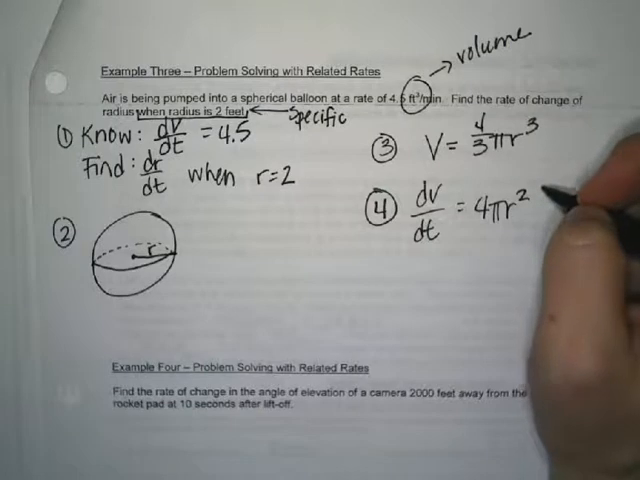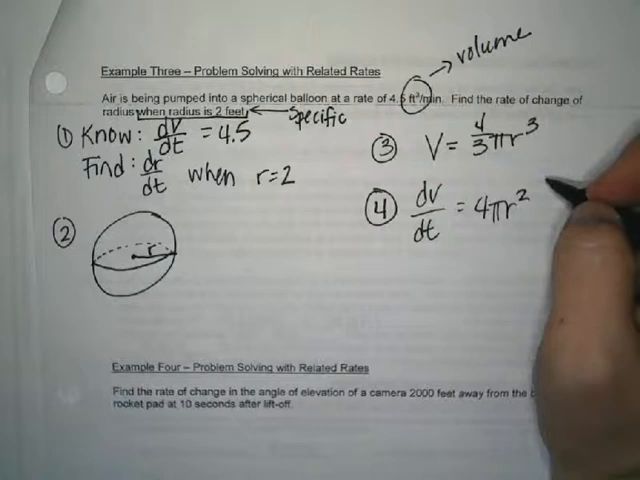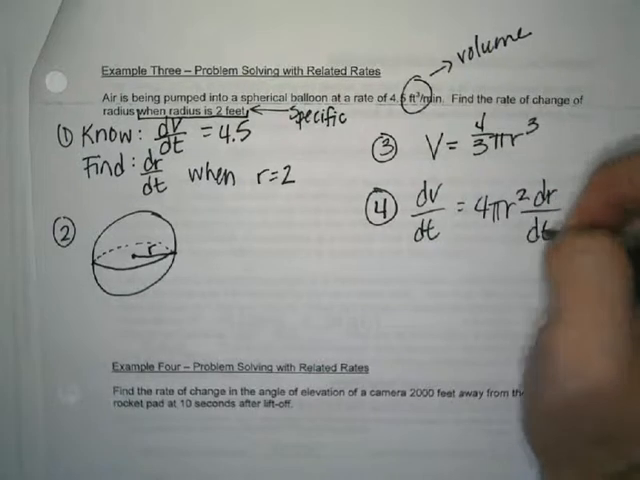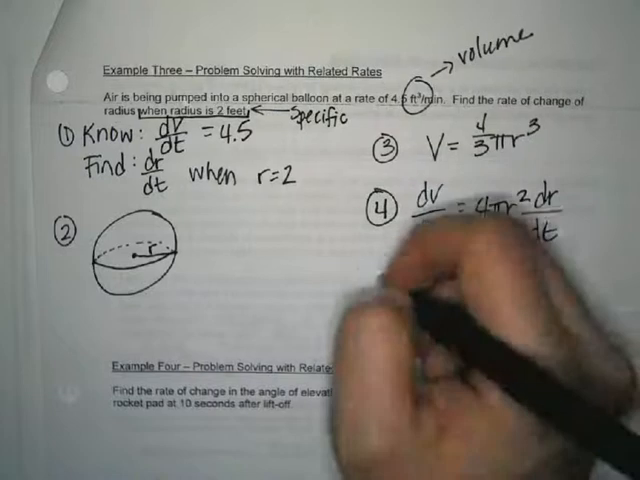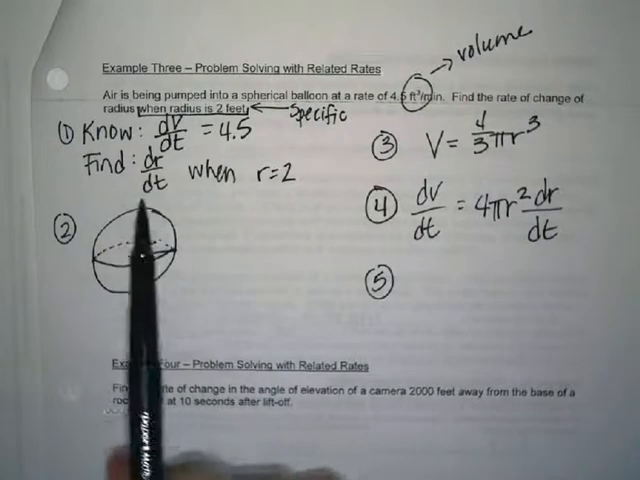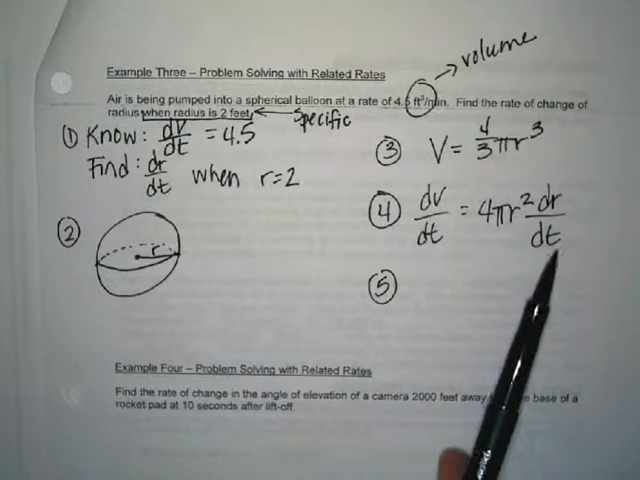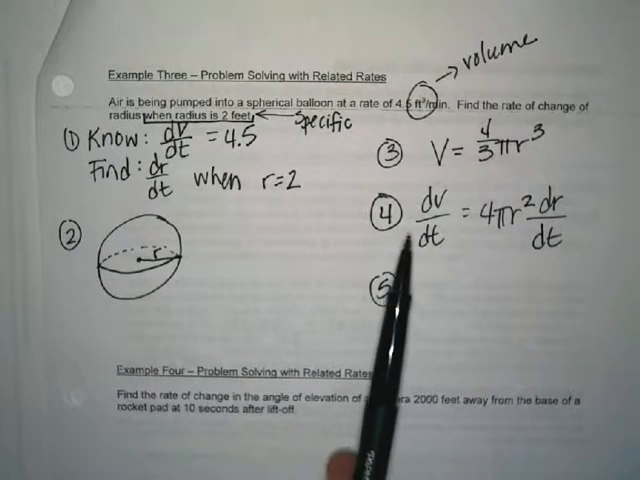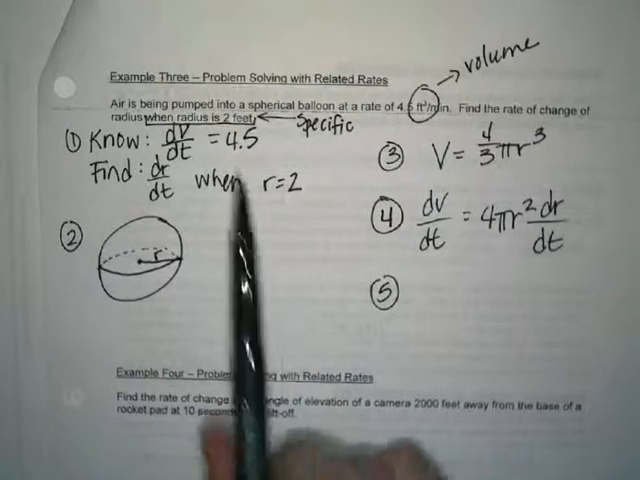I took the derivative of something that doesn't have a t in it. dr over dt. And then your fifth step is to plug in the specifics. So I'm looking for dr over dt. That's what I want to find, so that's going to stay dr over dt for now. Do I have something to plug in for dv over dt? 4.5. They gave me that. 4.5.